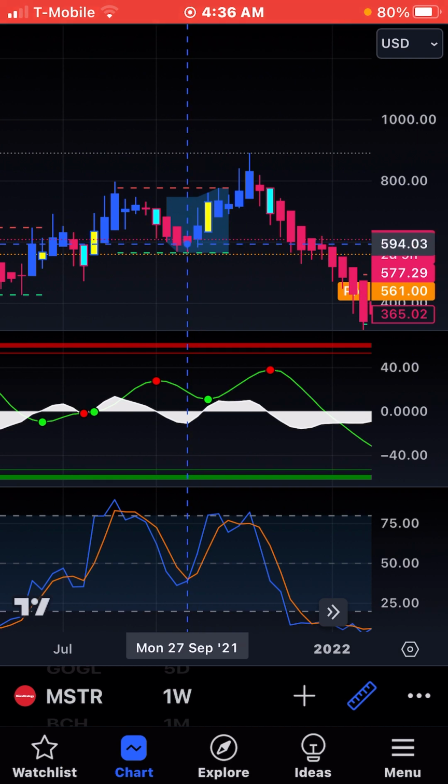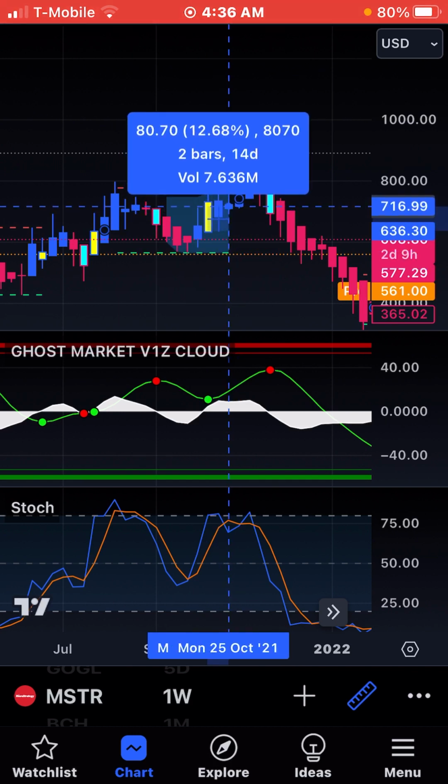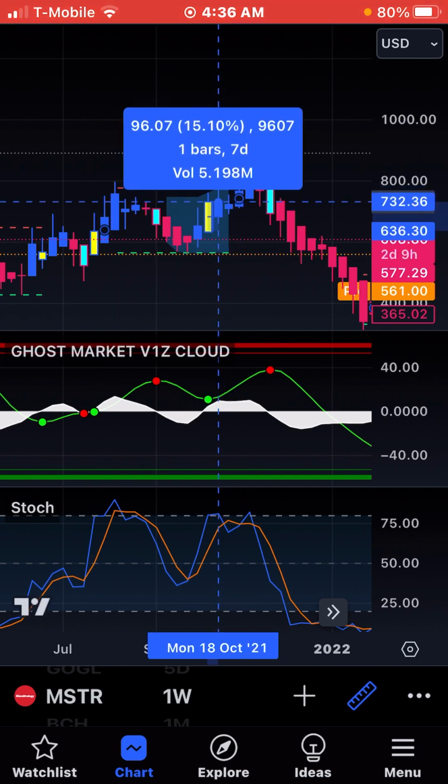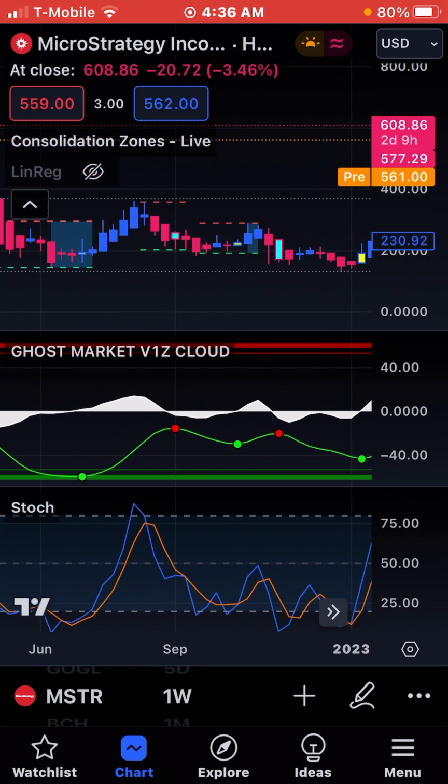Okay, so we see down to up. Right here, we see the green dot, yellow candle, and we ride this out. Look at the stochastic. It's hitting, so this isn't a long trade. This is still 15%, so you can still find some pretty good percentage on your trade.